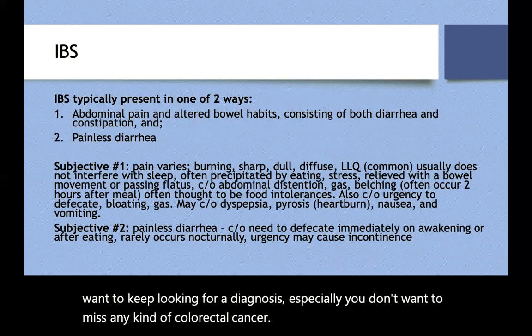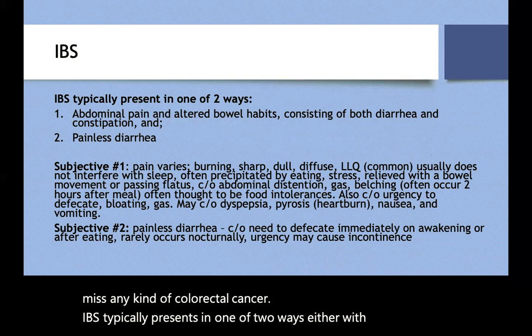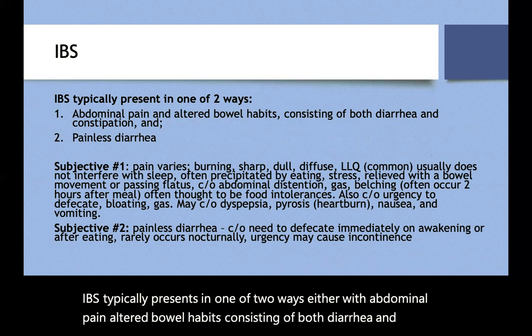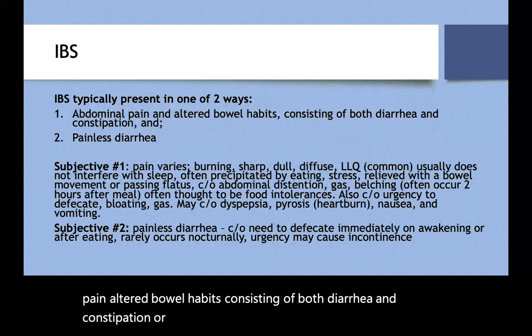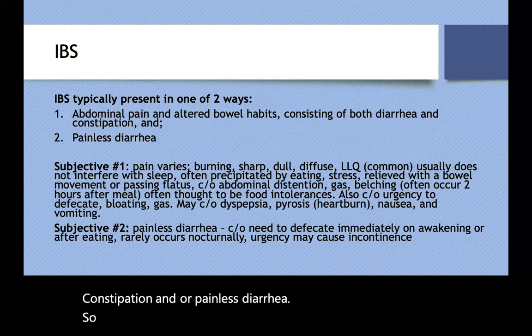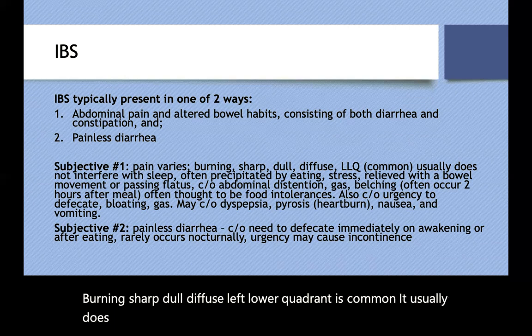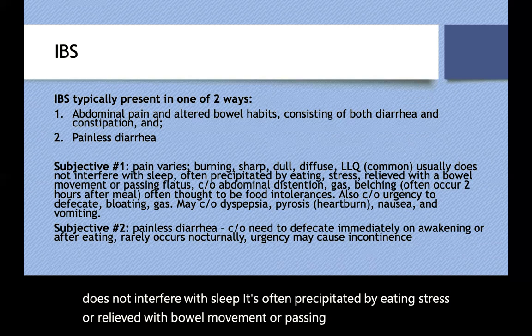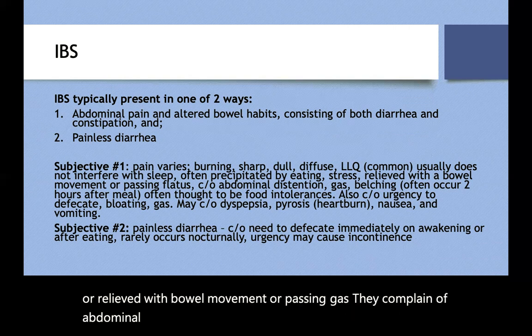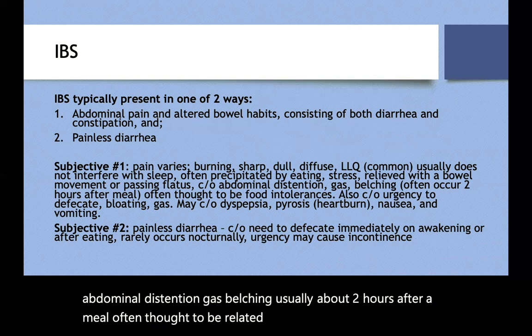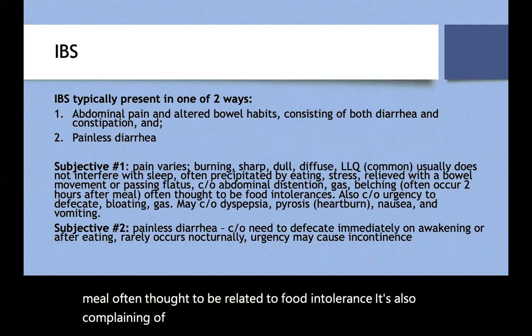IBS typically presents in one of 2 ways: either with abdominal pain and altered bowel habits consisting of both diarrhea and constipation, and/or painless diarrhea. One subjective symptom you could see is that the pain varies: burning, sharp, dull, diffuse. Left lower quadrant is common. It usually does not interfere with sleep. It's often precipitated by eating or stress, or relieved with a bowel movement or passing gas. They complain of abdominal distension, gas, belching, usually about 2 hours after a meal, often thought to be related to food intolerance. They also complain of urgency to defecate, bloating, and gas. They may complain of dyspepsia and heartburn, nausea, and vomiting.